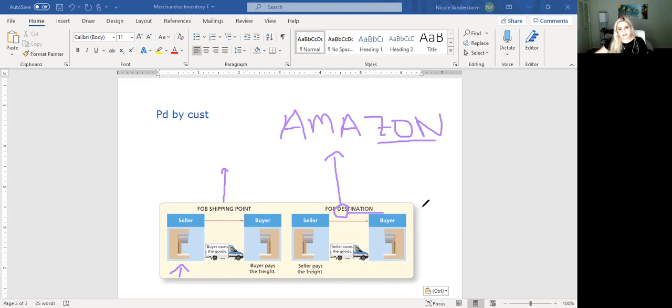Obviously, it's not going to be a cost that's going to influence our general ledger, or our T account for merchandise inventory. Okay, folks?